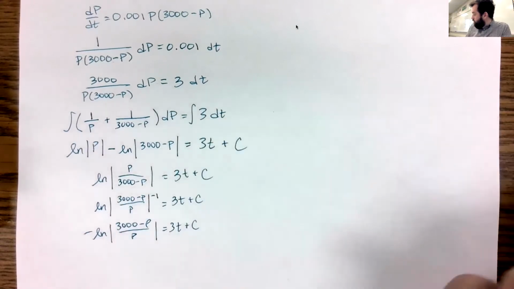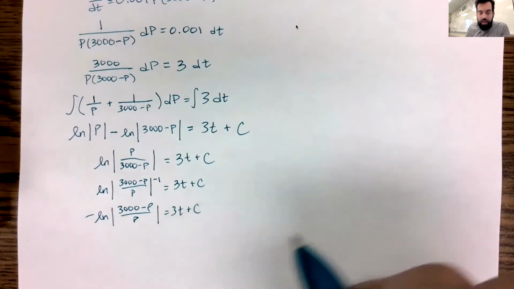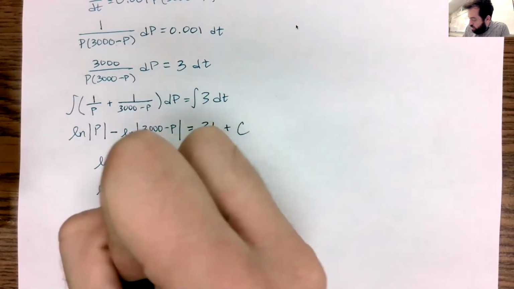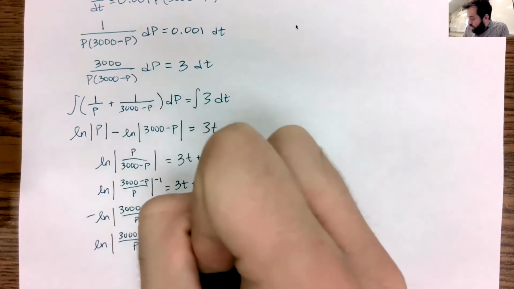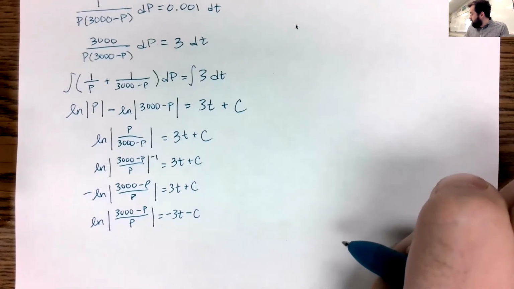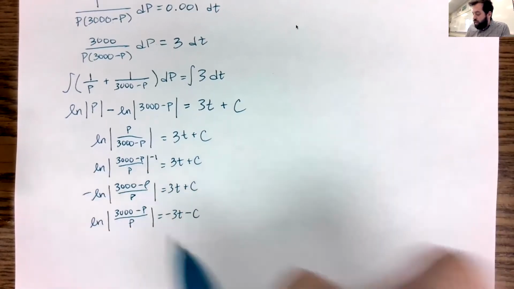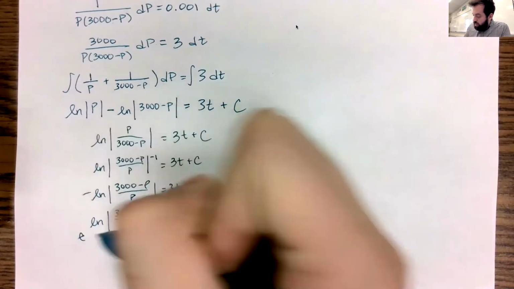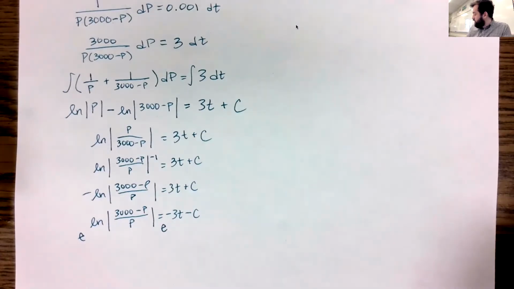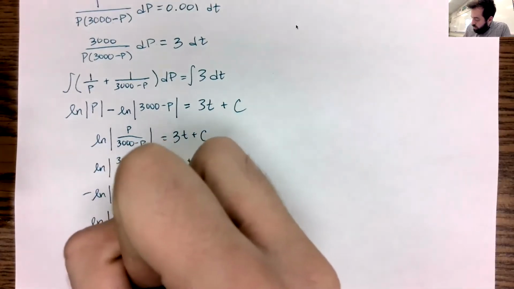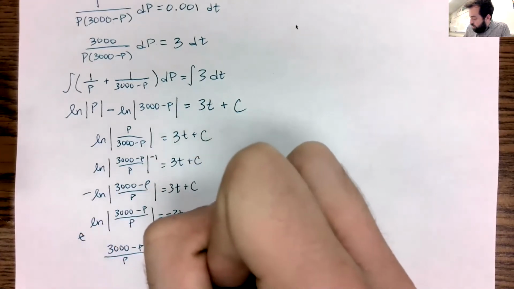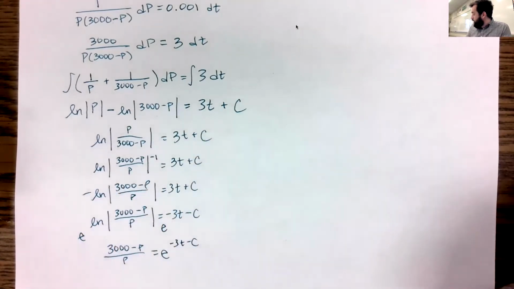And then I'm going to want that negative on the other side. So I'm going to multiply everything by -1 now. So we get natural log of 3,000 minus p over p equals -3t minus c. Okay. Then I am going to try to get rid of this natural log. So I'm going to go e to the natural log of 3,000 minus p over p equals e to the -3t minus c. So we end up with 3,000 minus p over p equals e to the -3t minus c.